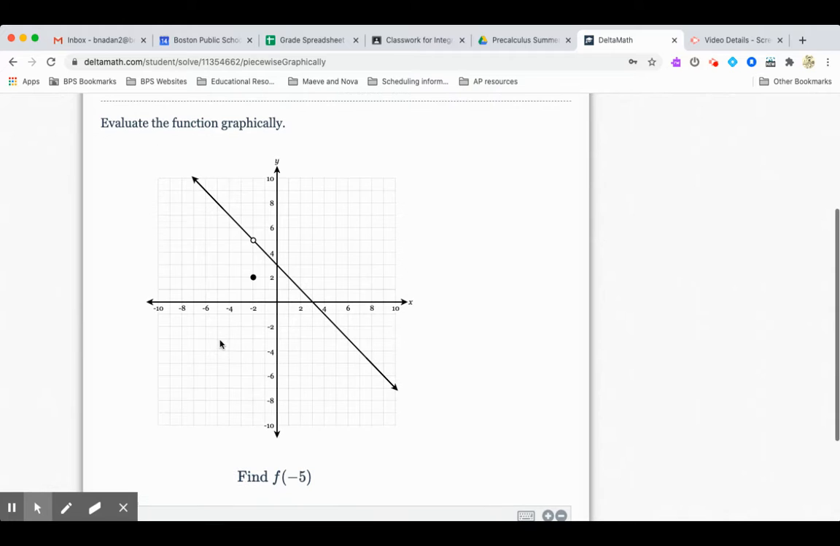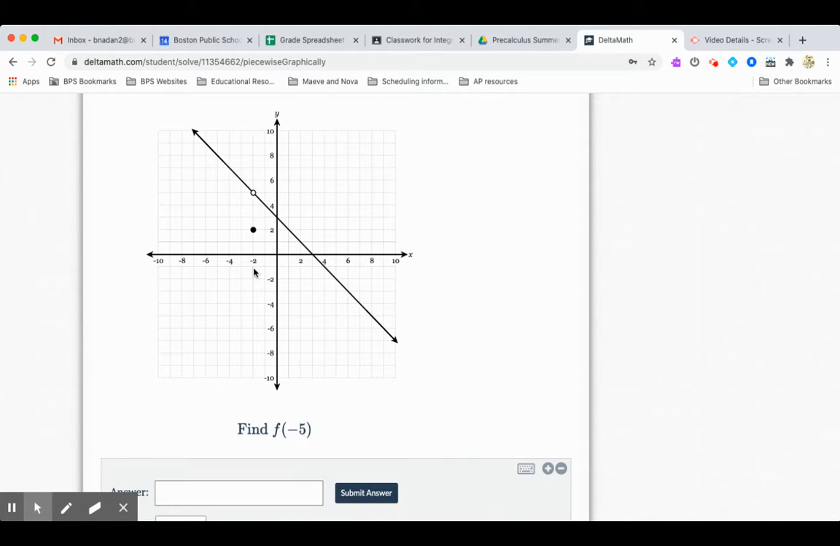It's only tricky at the input value of -2, because at the input value of -2, it's not the number on the line, since there's an open circle here. It's actually the number right here. That would be your output for the input value of -2. But do they ask for -2? No. They ask for the input value, or the number in the domain, of -5.